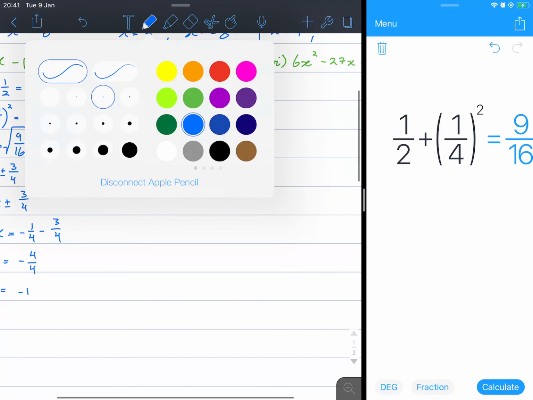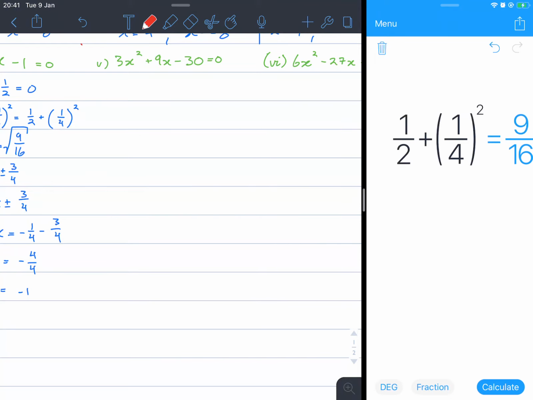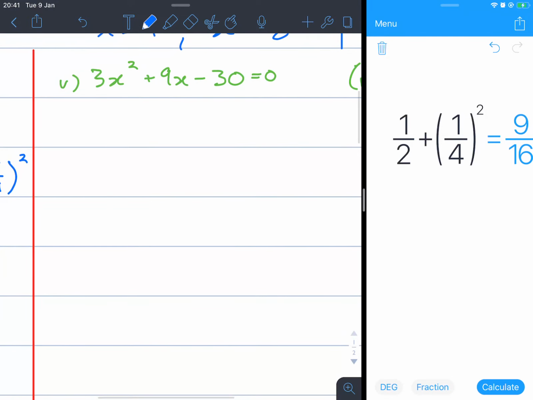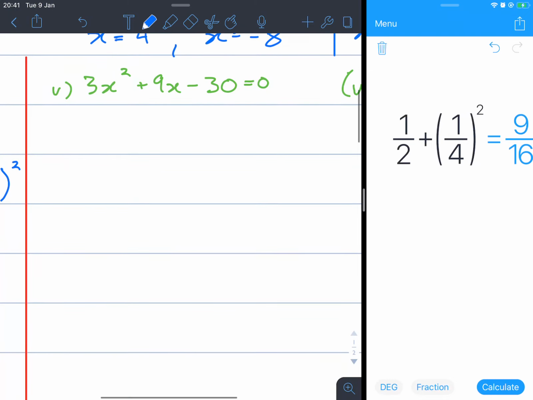Moving right along, I'm just going to write a little bit of a divider here. Okay, and let's get going with this next example. Once again, you can pause the video at any time and give it a go yourself. Here we go. Once again, we need to get a monic coefficient, so we need to divide everything by 3. So we get x squared plus 3x minus 10 equals 0.